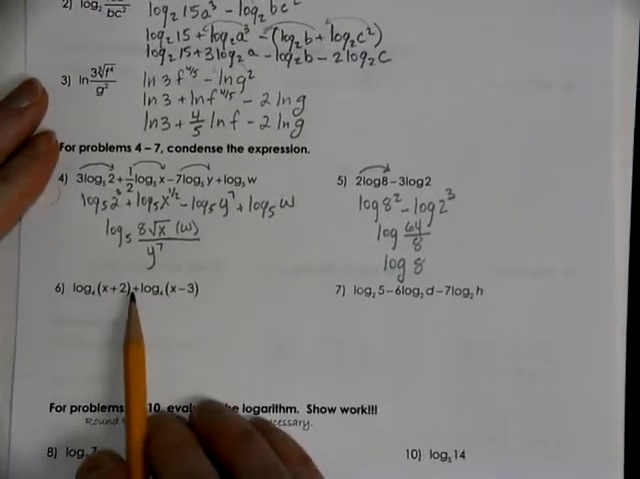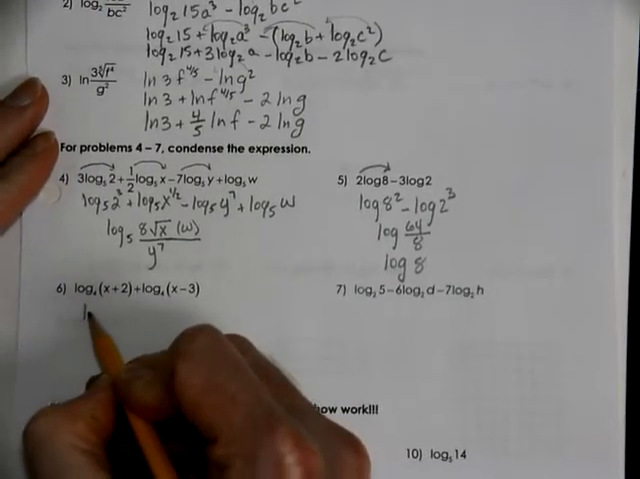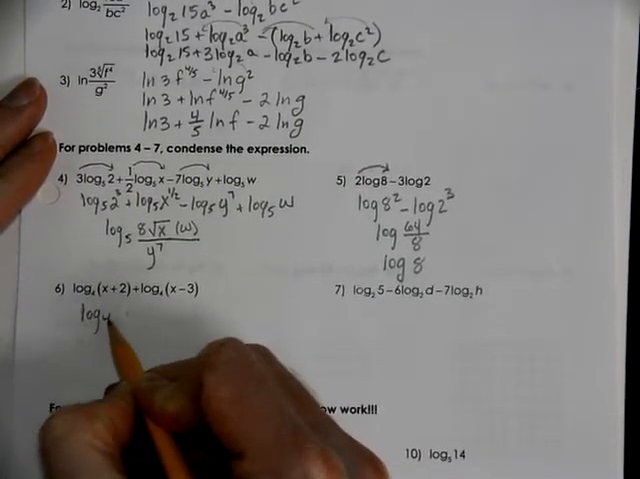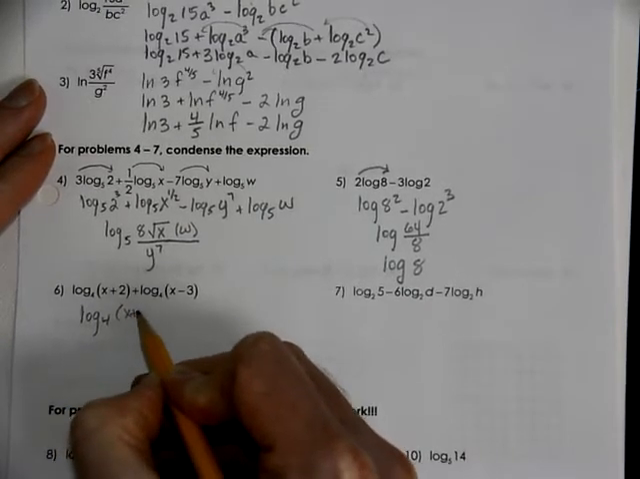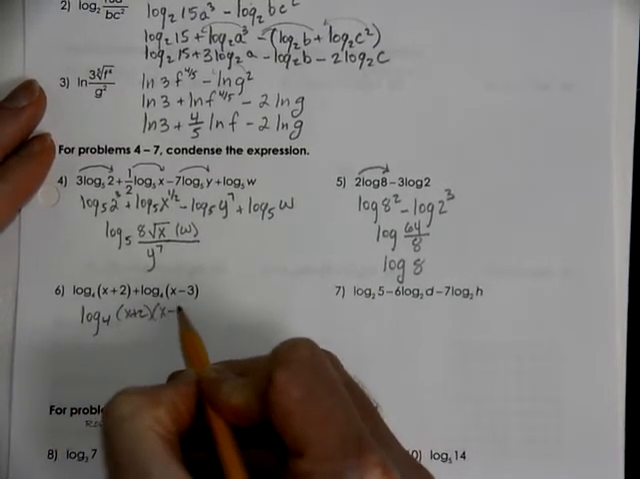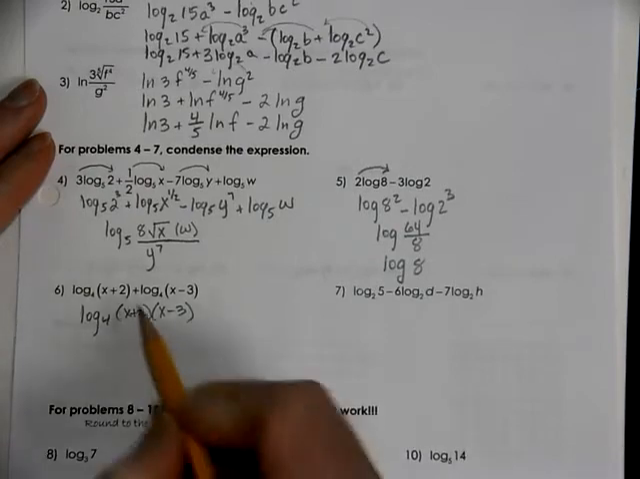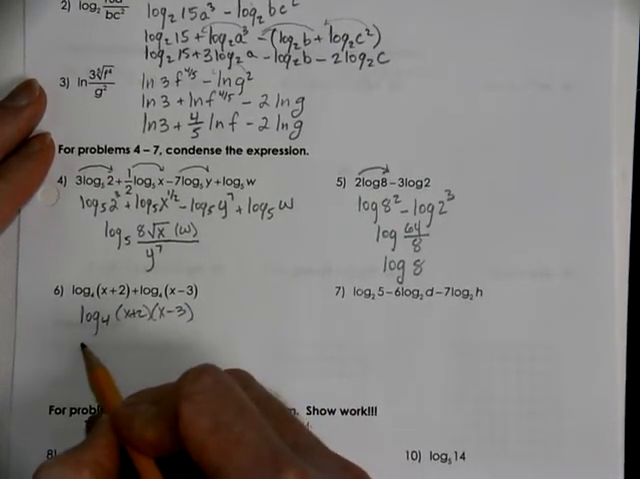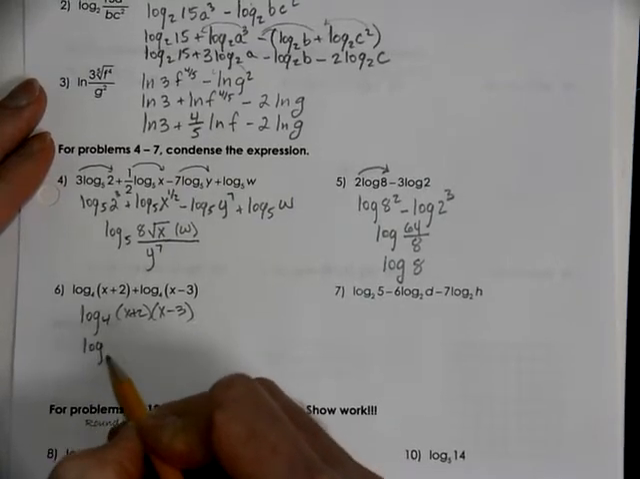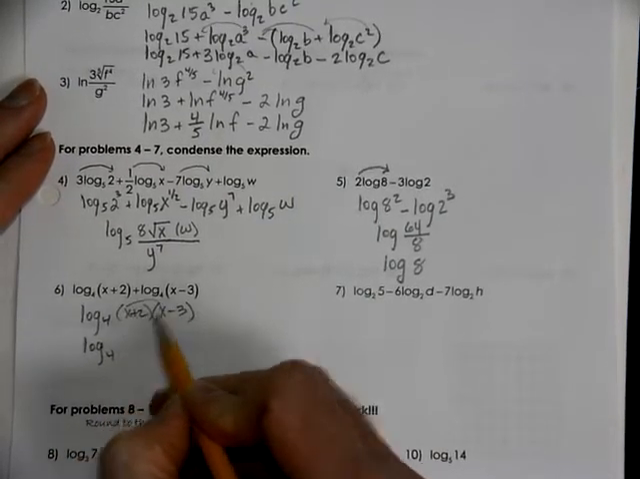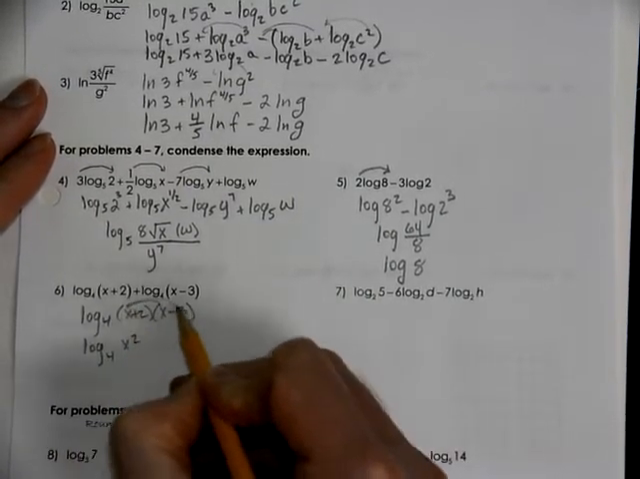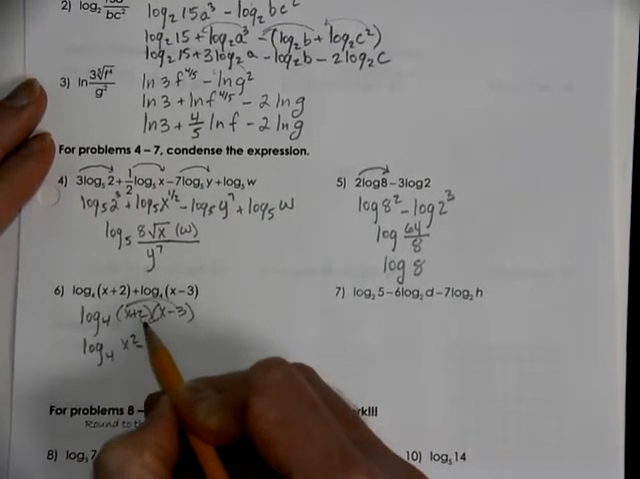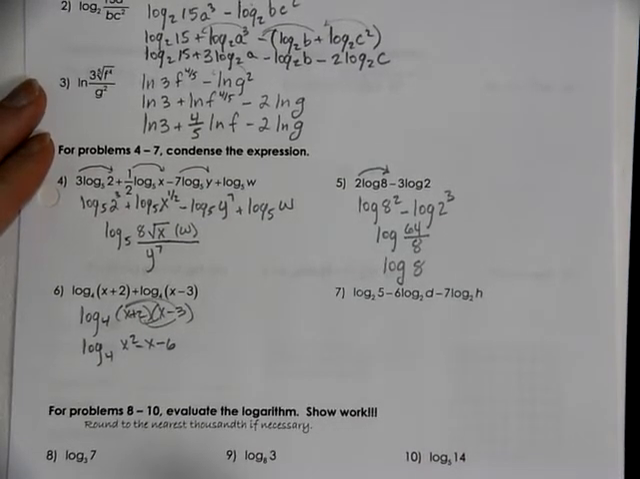Here, when we have two logarithms with a plus in between, we can condense this into one logarithm by multiplying our two binomials. So you could write this as log base 4 of x squared minus x minus 6.